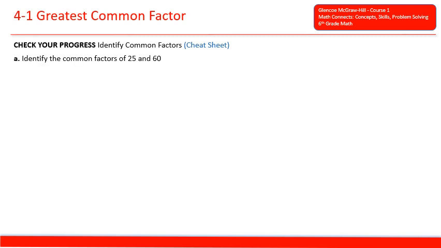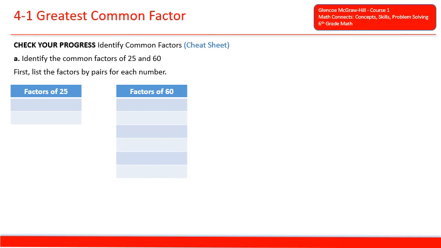Identify common factors. Common factors of 25 and 60. List the factors by pairs for each number. Factors of 25 are 1 times 25, and 5 times 5. Factors of 60 are 1 times 60, 2 times 30, 3 times 20, 4 times 15, 5 times 12, or 6 times 10.